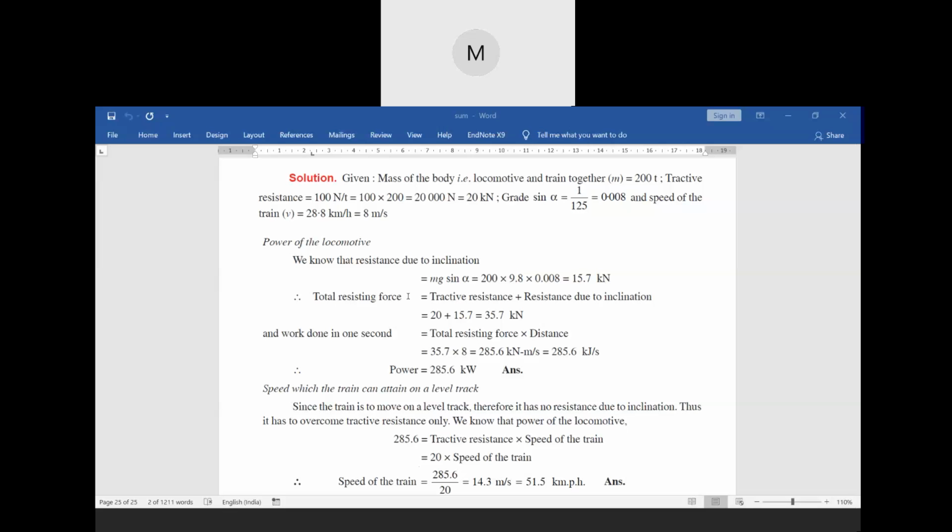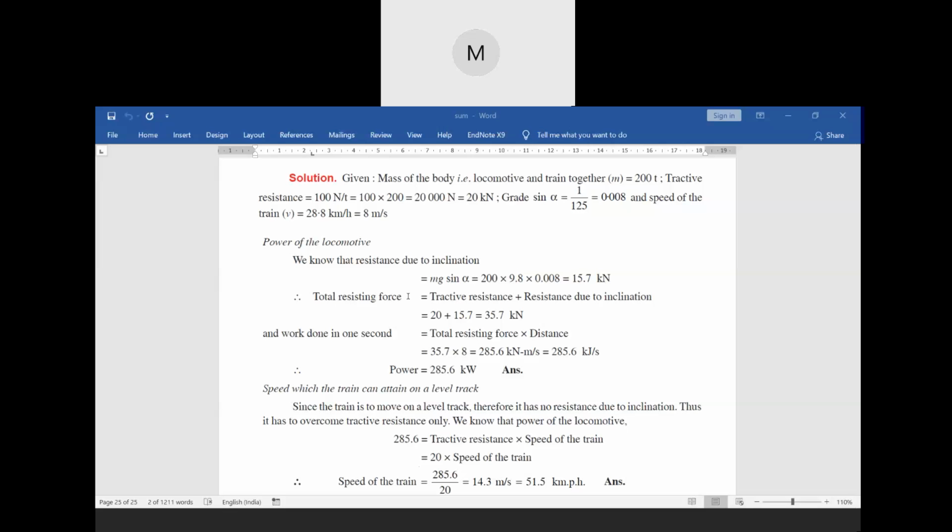Then we have to find out the grade. Now you all know grade is given by the expression mg sin alpha, right? mg sin alpha, which means what? mg you can find out because m is given, g you all know. Sin alpha is given in the question.